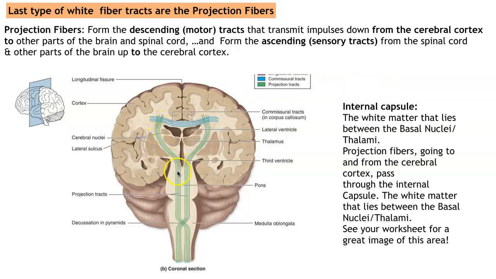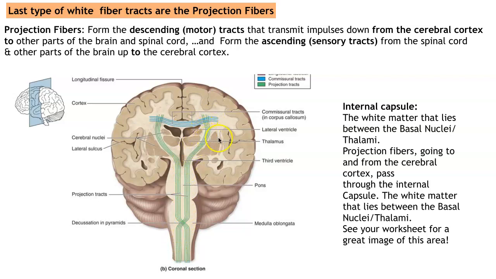So this green is showing you those projection tracts. This is the descending motor tracts. And they're also, the projection fibers are also the ascending sensory tracts that are coming up from the spinal cord and going to the cerebral cortex. So the green here, these are projection fibers sending information down. Here's the midbrain, and then it's going to go down into the spinal cord and sending information up.